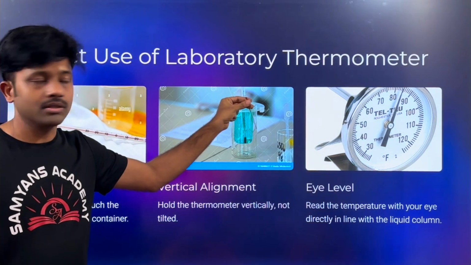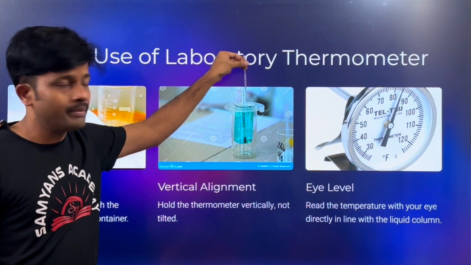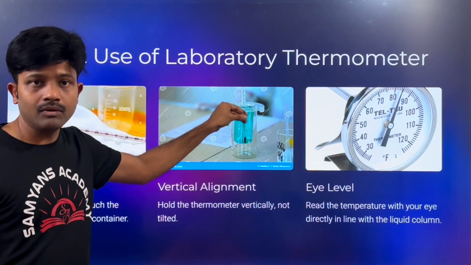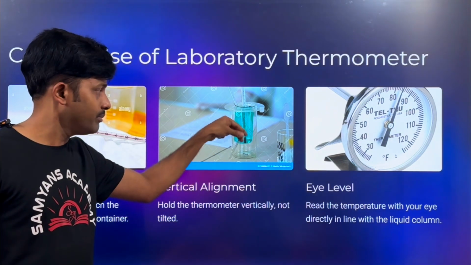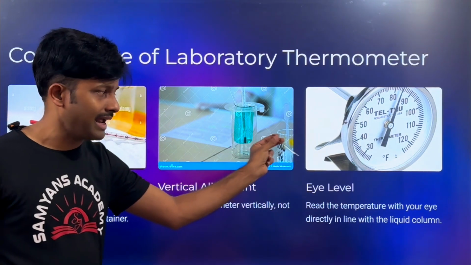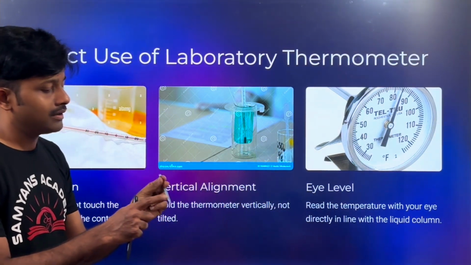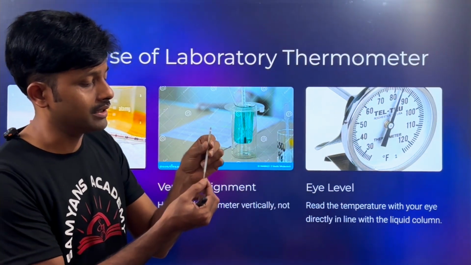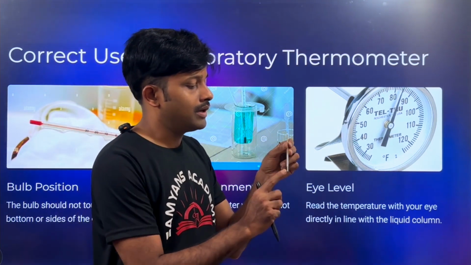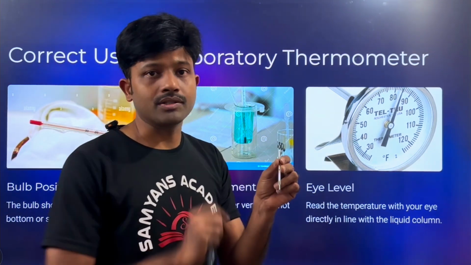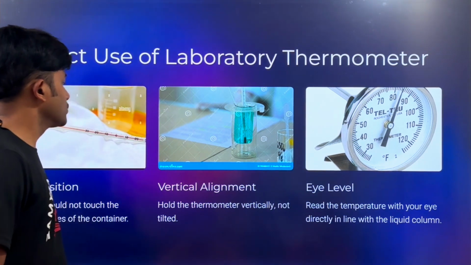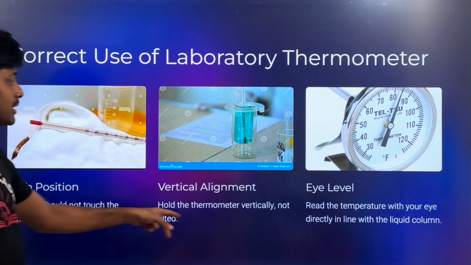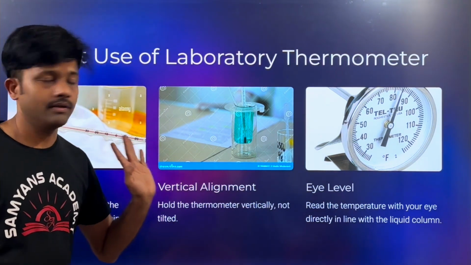Okay. And how do you place the thermometer vertically? Don't make it slant like this. If you make it slant, the rising of the liquid present in the thermometer won't be accurate as per the temperature, right? So you place it vertically. Vertical alignment is required. So hold the thermometer vertically, not tilted.